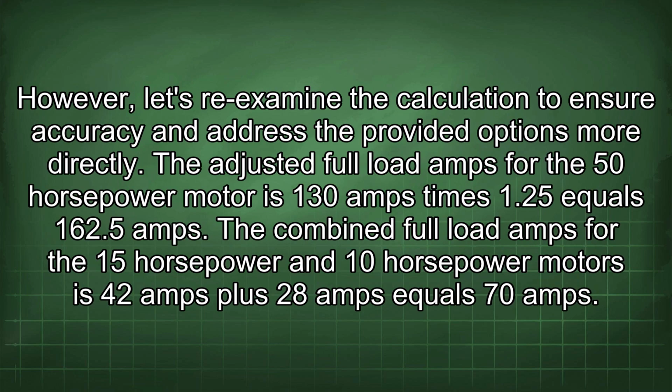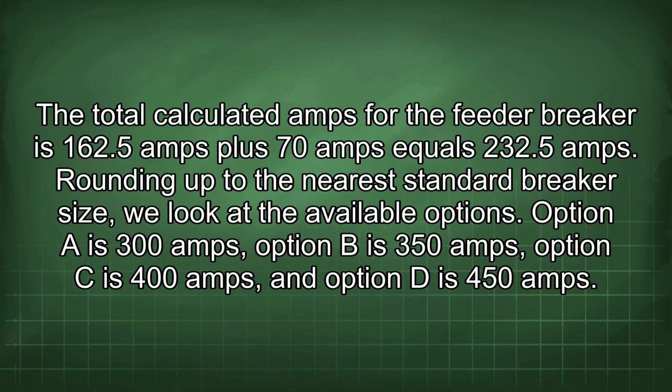However, let's re-examine the calculation to ensure accuracy and address the provided options more directly. The adjusted full load amps for the 50 horsepower motor is 130 amps times 1.25 equals 162.5 amps. The combined full load amps for the 15 horsepower and 10 horsepower motors is 42 amps plus 28 amps equals 70 amps. The total calculated amps for the feeder breaker is 162.5 amps plus 70 amps equals 232.5 amps.